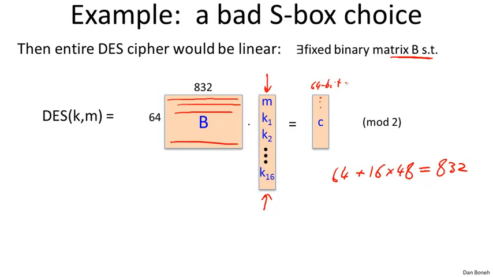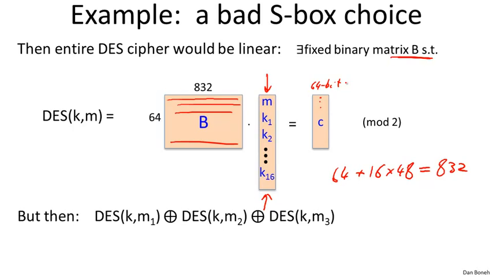So if you think a little bit about this, you realize the S boxes are the only nonlinear part of DES. So if the S boxes were linear, then the entire circuit is linear, and therefore it can be expressed as this matrix. Now, if that's the case, then DES would be terrible as a secure pseudo-random permutation. And let me give you a very simple example.